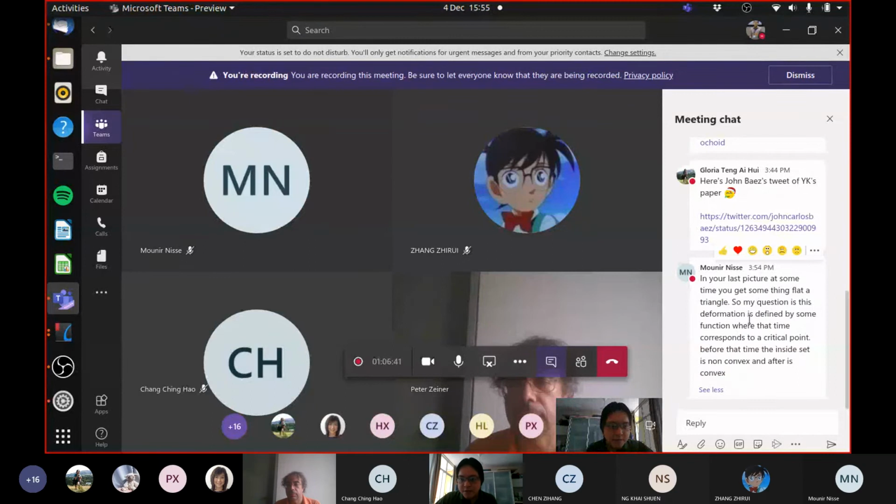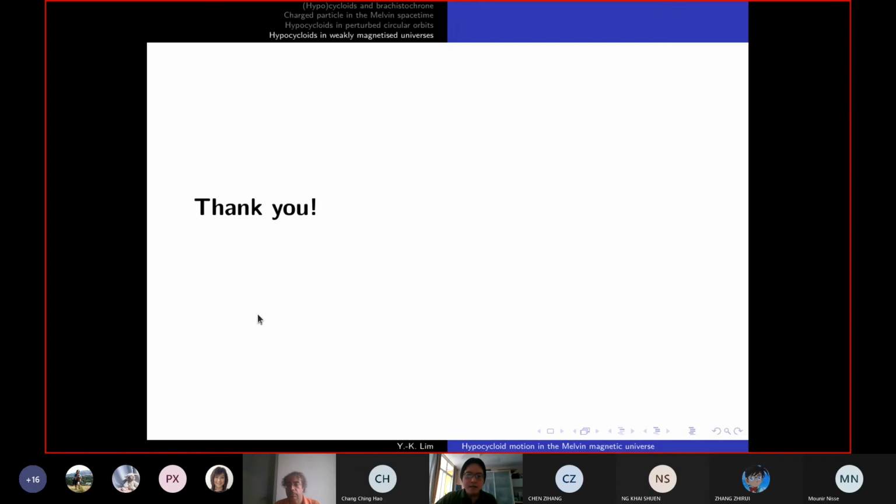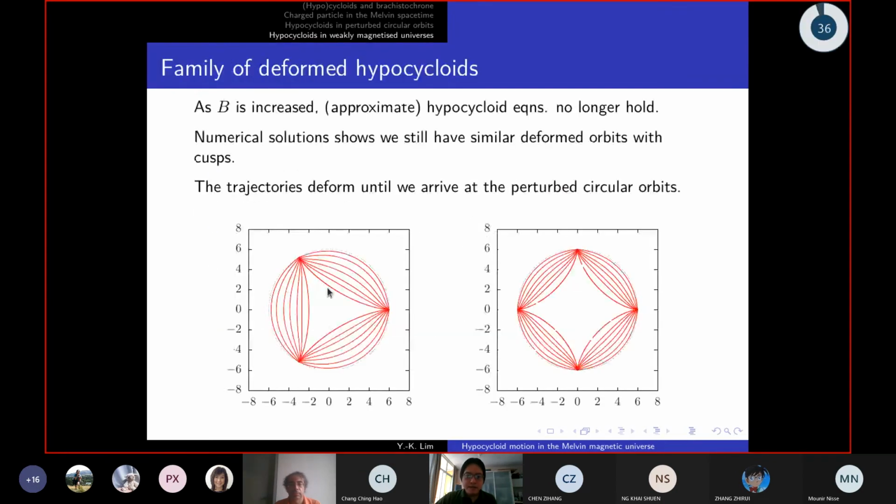So is this deformation defined by some function where the time corresponds to a physical point, convex and non-convex? So yes. This family of curves, for one thing, these are obtained as numerical solutions, but these different curves are obtained by changing the B. So I would expect this is a function of the magnetic field strength.